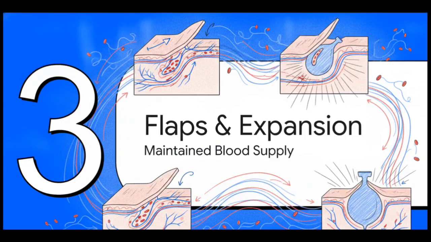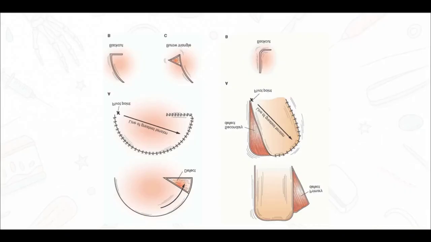Section 3. Flaps and tissue expansion, where we maintain the blood supply. So, unlike a graft, a flap is defined by moving tissue while actually keeping its blood supply intact. Let's look at the mechanics. A rotation flap pivots directly along an arc right into the primary defect. But a transposition flap, that one has to jump or move over intervening intact tissue to reach the defect. And because it does that, it creates a secondary defect at the donor site, which, you guessed it, typically needs a skin graft to close.